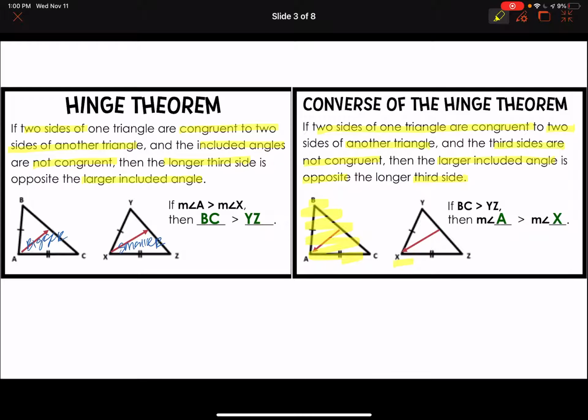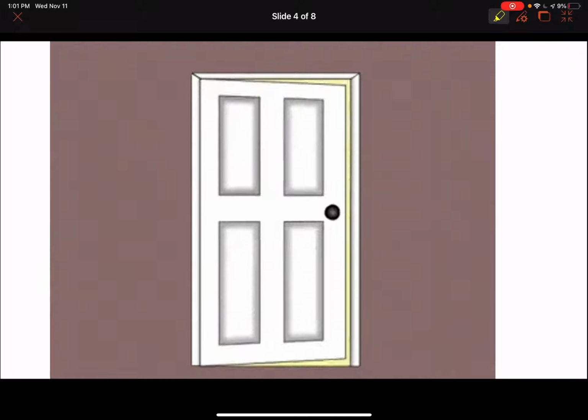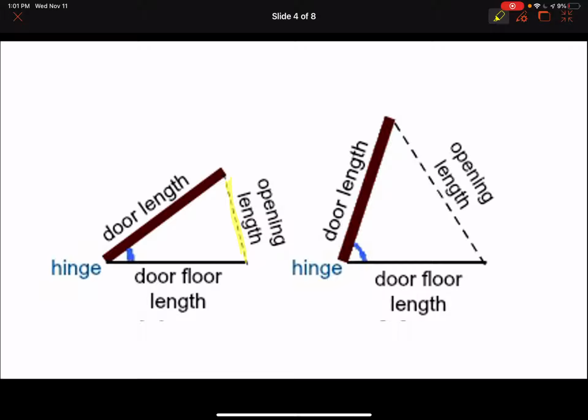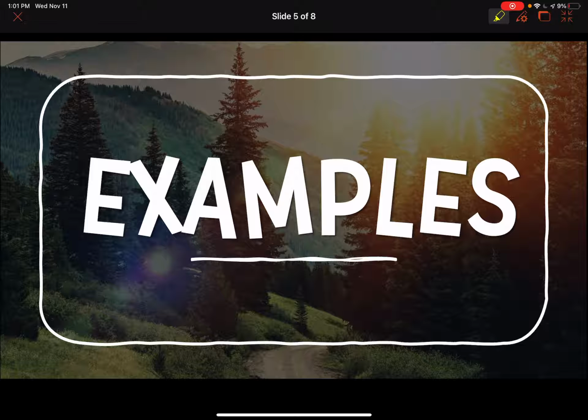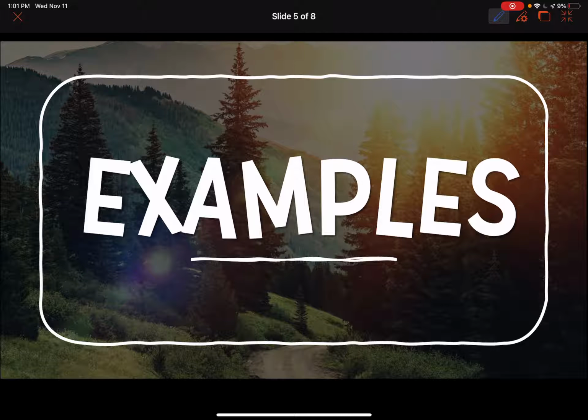Now, when you think about it this way, look, if we've got this door opening, notice when I first open it, it's not as big. But when it's all the way open, the opening to get through is larger. So this one right here, your opening length is smaller than this one, which means your angle right here is smaller than that one. All right, so let's use it with some examples. And all we're going to do is use our less than and greater than to complete each statement.